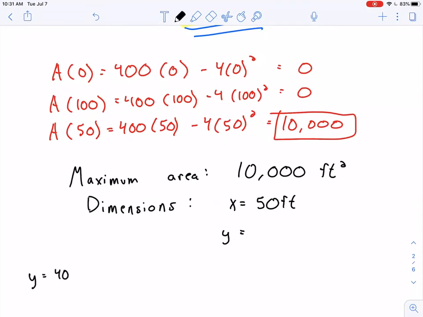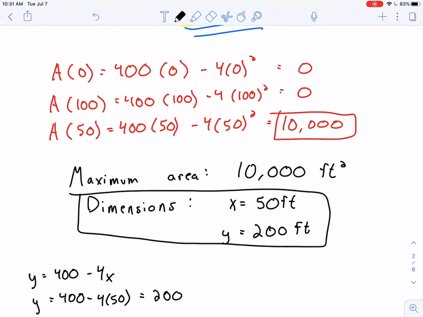So y is equal to 400 minus 4x. So I want y equal to 400 minus 4 times 50. And this will give me my y value. So if I do that, I should end up with 200 feet for y. So y will be 200 feet. So these are the dimensions that will maximize the area. 10,000 square feet, that is the maximum area. If you want to, you can also double check, take 200 times 50, I end up with 10,000. Everything seems good to go here.